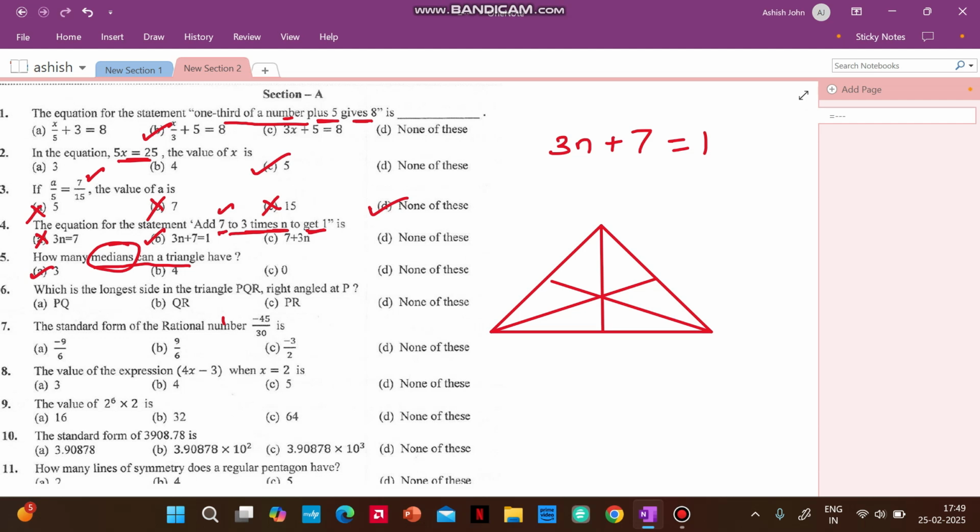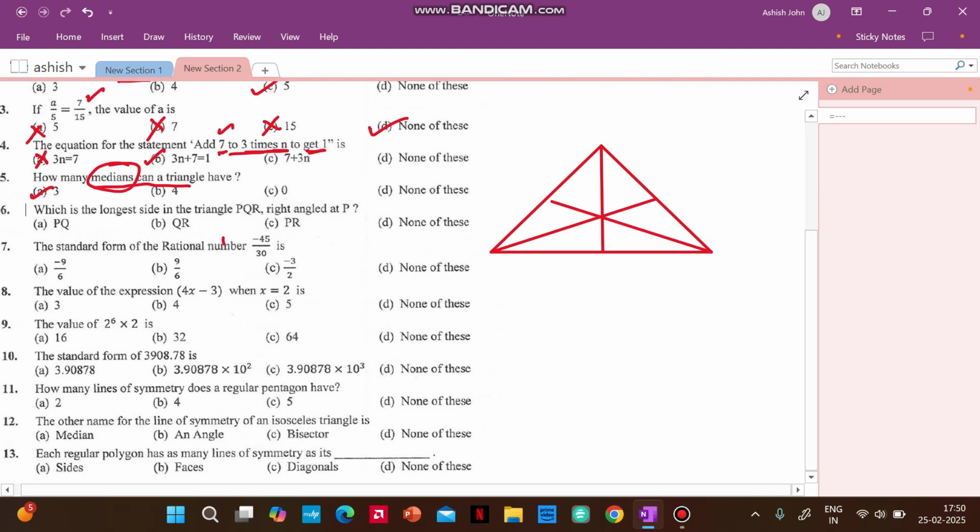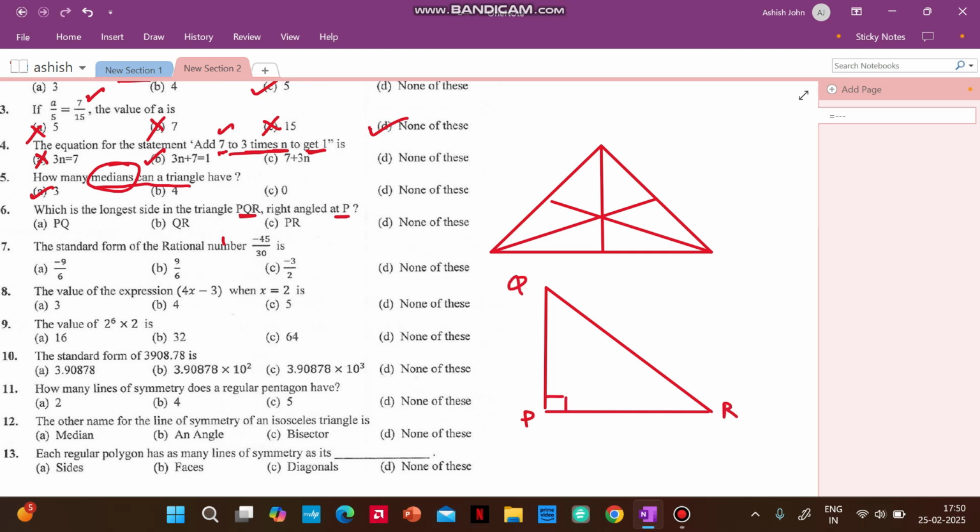Which is the longest side in the triangle PQR, right angled at P? Now suppose this is a right angle triangle which we name PQR, and the right angle is at P. So this is P, the right angle, and this is Q, this is R. This is a right angle triangle PQR and it is asking which is the longest side. We know that the side opposite to the right angle is the longest side, which is called the hypotenuse. And what is that? QR. So QR will be the correct option and it is the longest among all. So option number B, QR.